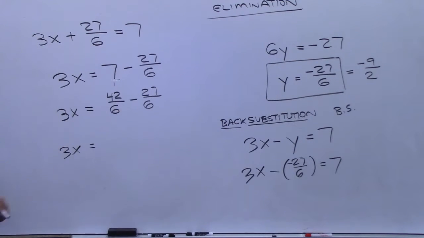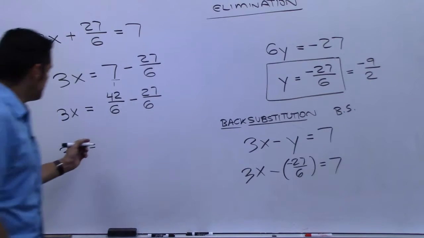Actually, here, I divided it all out and got x. Okay, I'm going to do that in the next step. I'm going to subtract these first. So subtract across the top. 42 minus 27. 15? 15 sixths.